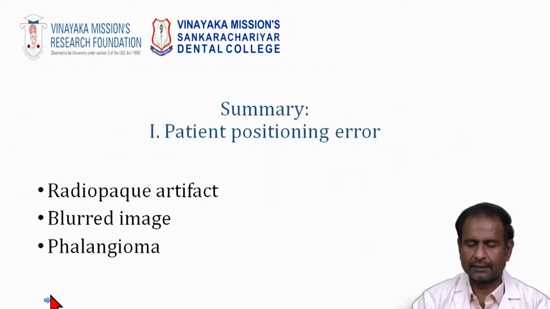To summarize the patient positioning errors: there are 3 types that occur during patient positioning, radiopaque artifact, blurred image and phalangioma. To correct the radiopaque artifact, remove all RPDs, ear piercings or earrings. For the blurred image, the patient stays still. For phalangioma, use the film holder to avoid the error.